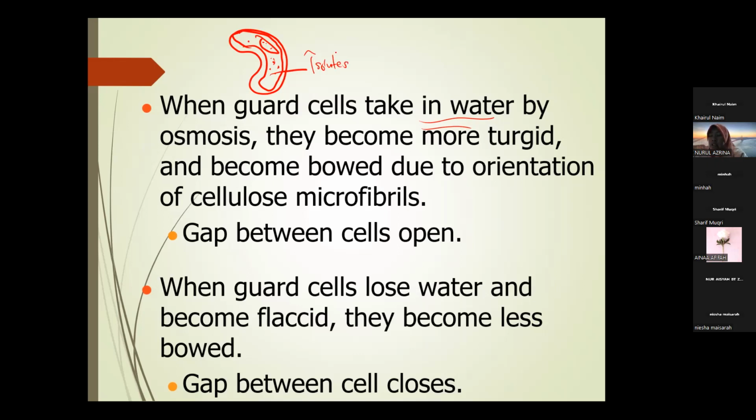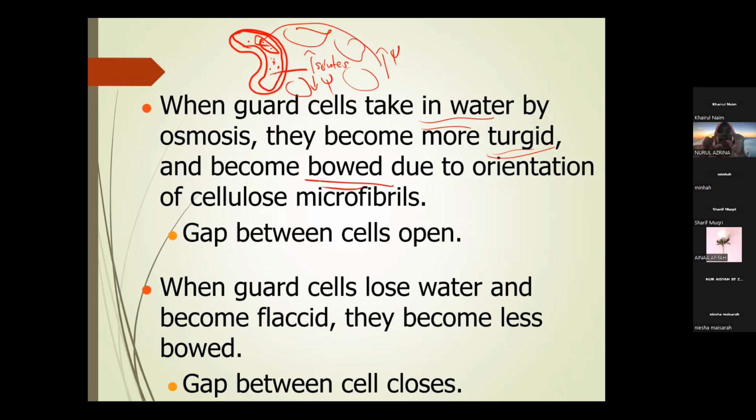So the higher the concentration of solute, the lower the water potential in the guard cell. So the guard cell has lower water potential compared to the surrounding cell. Right? So the surrounding cell has higher water potential. So water will enter the guard cell via osmosis. So the guard cell will become turgid. Right? So as it becomes turgid, it will bulge.